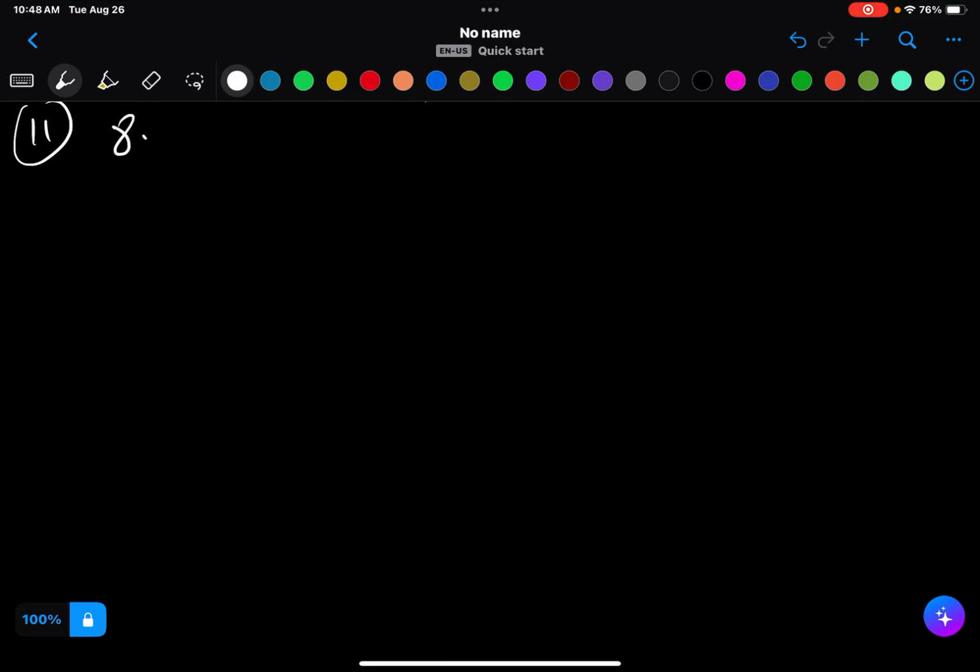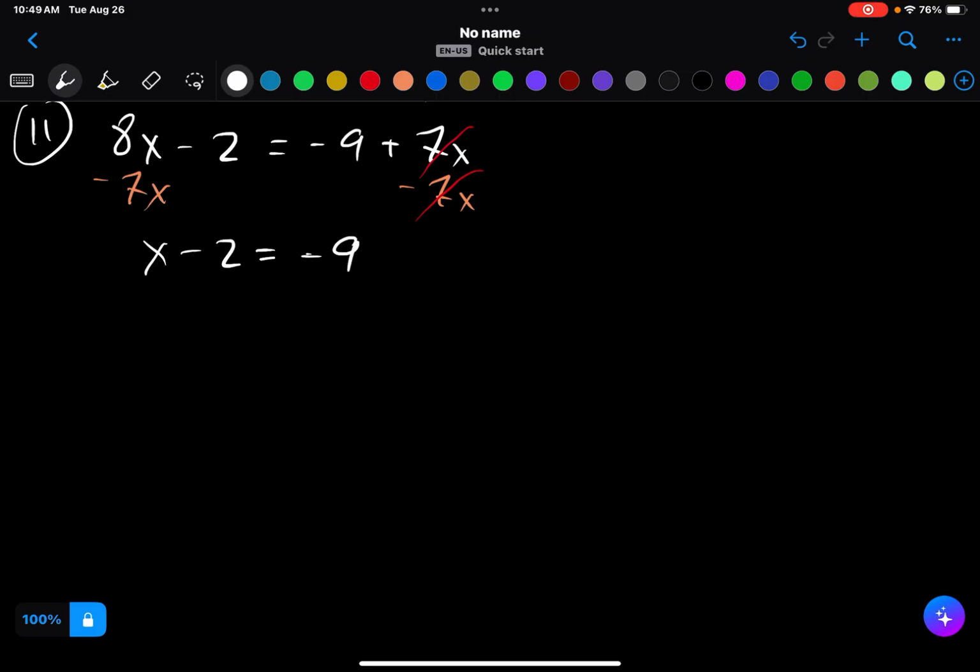So you have here 8x minus 2 equals negative 9 plus 7x. Simpler than what we've been doing. No parentheses. You just have an x on both sides. Get rid of the smaller one. Minus 7x on both sides. So that's gone. And now you just have x minus 2 equals negative 9. Super duper ultra simple. Simply add 2 to both sides. Gone here. And x is just a negative 7. Like, that's pretty darn simple. That's 11. Let's do 12.